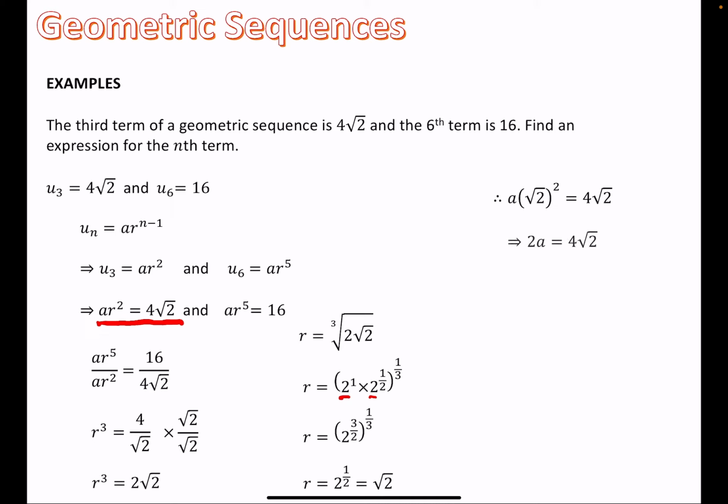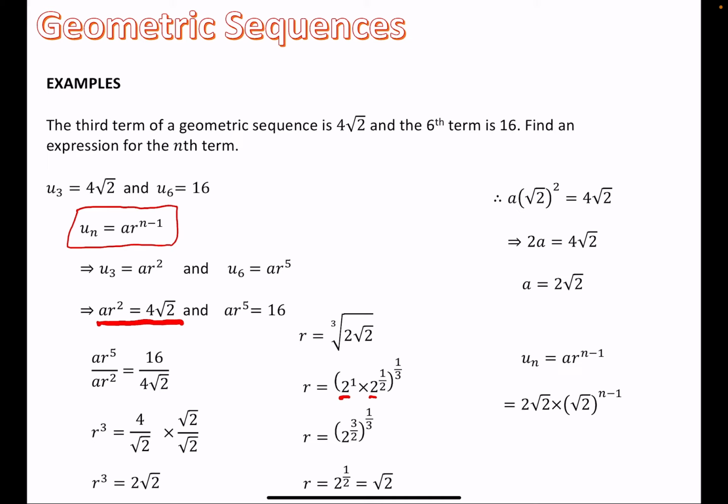Root 2 squared is just 2, so 2a equals 4 root 2, in which case a equals 2 root 2. Right, so what we actually have to find here is the nth term. So we need to put all this into our general formula. Okay, so un equals ar to the power of n minus 1, in which case we get 2 root 2 times by root 2 to the power of n minus 1.